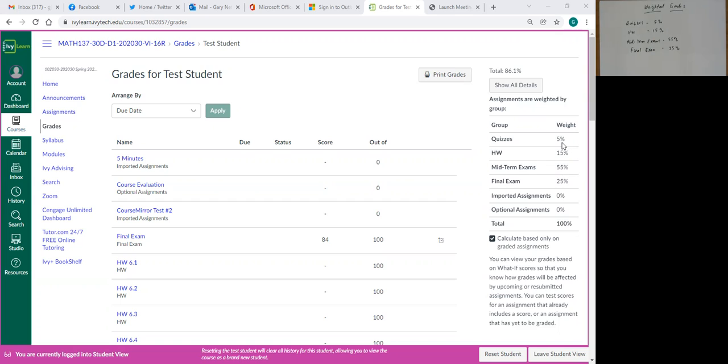Now, before we leave this screen, let me show you one other thing that we're going to need. So this is for the overall class, how it's broken down.